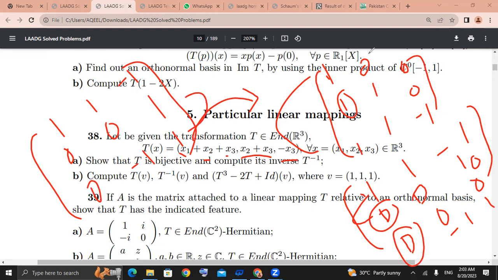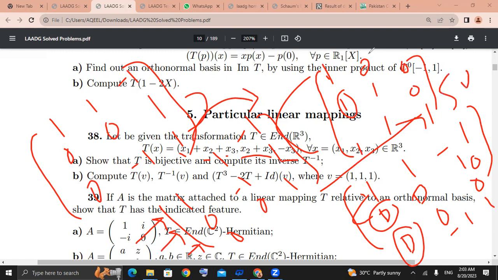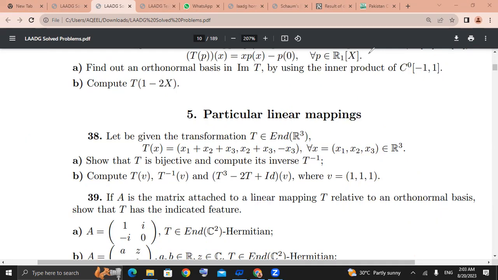Now we replace these two rows. I get 1, 1, and minus 1, and then 0, minus 1, and 1, and then 0, 0, and 1. This is the row echelon form. It contains three non-zero rows, so it's linearly independent, so it's surjective. That is clear for surjective. For injective, you have to take its determinant.